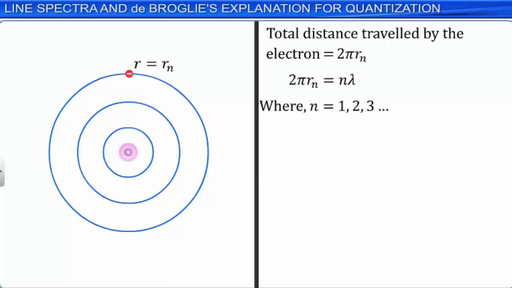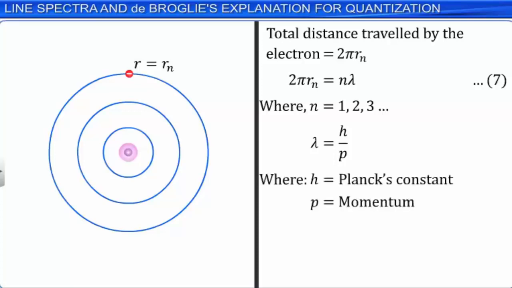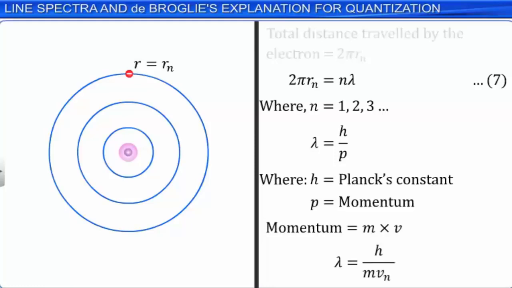We know that de Broglie's wavelength corresponding to the motion of a particle having a momentum p is given by λ is equal to h by p. Here, h is the Planck's constant and p is its momentum. As momentum is the product of the mass m and the velocity v, we have λ is equal to h by m vn. Here, vn is the velocity of the electron in the nth orbit.